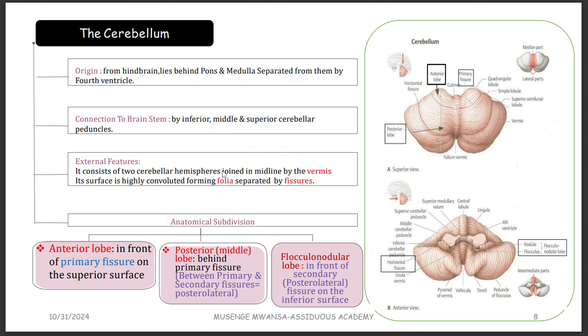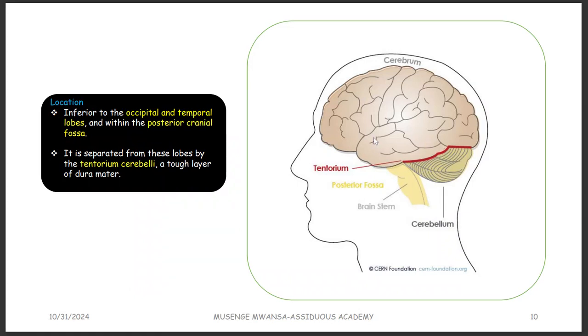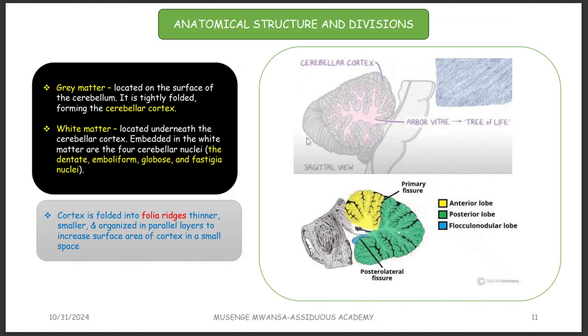And then we have folia, which are similar to the gyri of the cerebrum. We have two cerebellar hemispheres, joined in the middle by the vermis. And then we have three lobes: anterior, posterior, and flocculonodular. You can see the separation between the anterior lobe and the posterior lobe. You have the primary fissure there. The cerebellum is found in the infratentorial region, because it's down below the tentorium cerebelli.